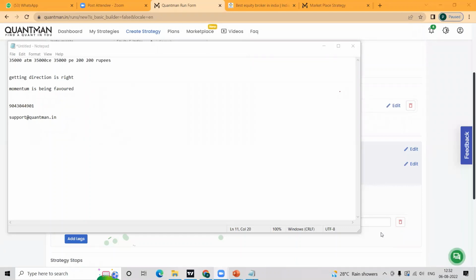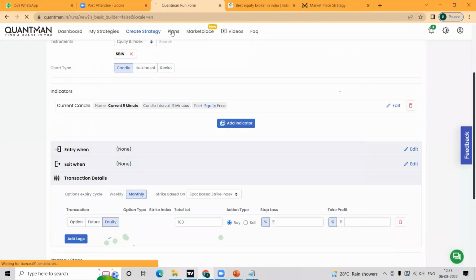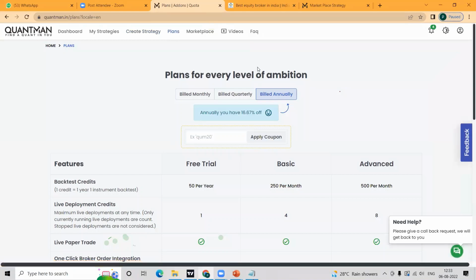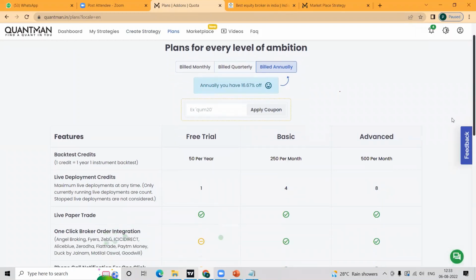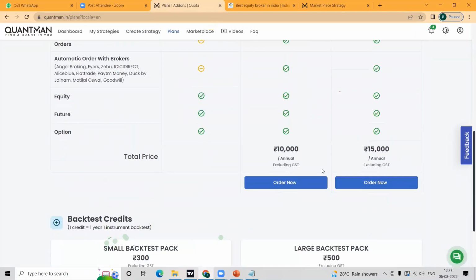What is the minimum monthly charge a client has to pay? If you log in through QuantMan, we offer a 7 day free trial. You can deploy 1 live strategy and also use 50 backtests free. Then, if you are really satisfied, please pay. Our basic plan starts from 1,000 rupees: you can deploy 4 strategies and do 250 backtests. The advanced plan is 1,500 rupees per month: you can deploy 8 different strategies. If you subscribe yearly, we give discounts.